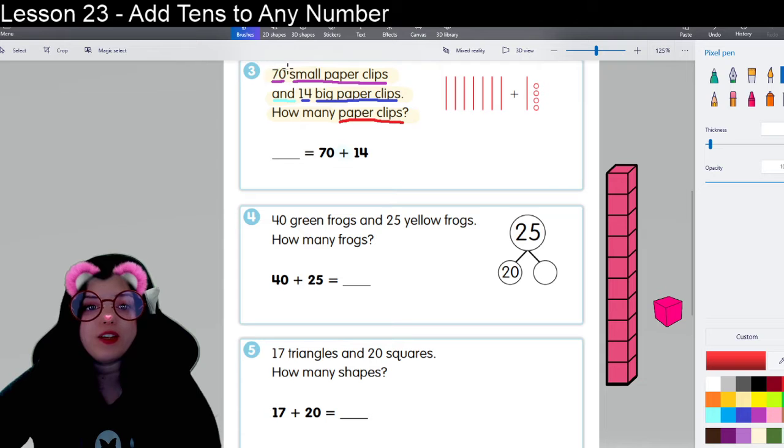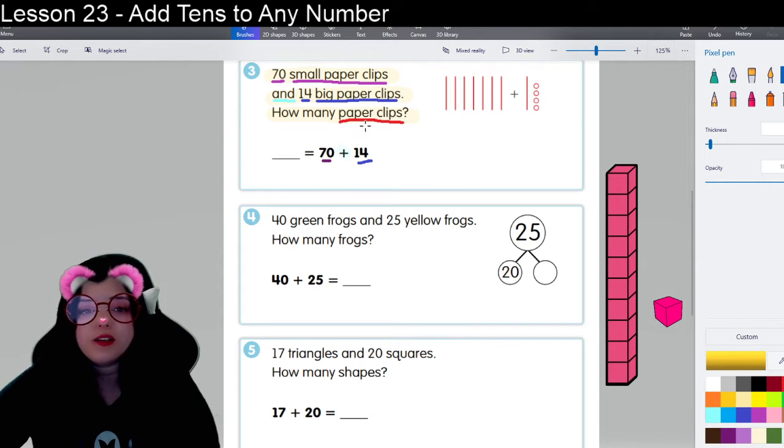When we look at 70 and we look at 14, we're going to be bringing both those parts together, because here it says 70 plus 14 is what? Blank is 70 plus 14. So we're going to start by adding our tens together first.